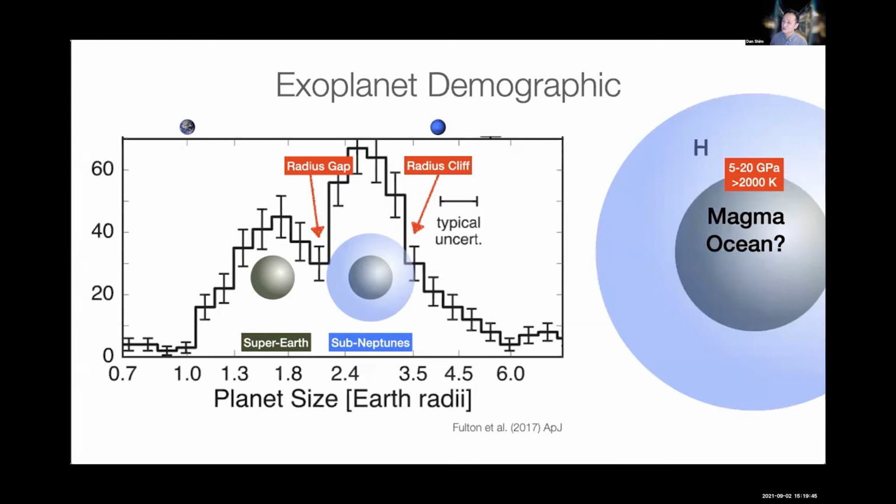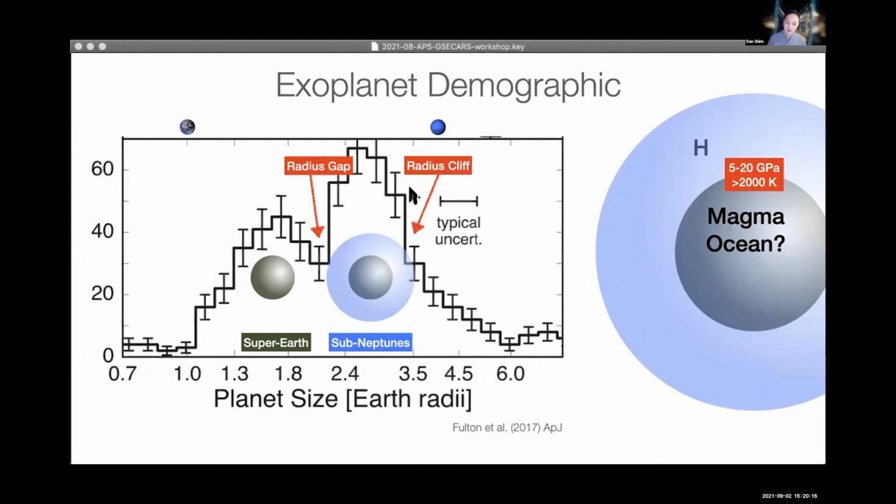To be able to understand this demographic, it is important to understand what exactly a sub-Neptune is. Well, we don't know exactly what they are yet, but the most popular model to explain sub-Neptunes is to have either silicate or metal or both in a magma ocean under a very thick hydrogen atmosphere. And the interface between hydrogen and magma ocean is estimated to be 5 to 20 gigapascals and above 2000 Kelvin. That's pretty much within the pressure range we can comfortably approach in a laser-heated diamond cell.